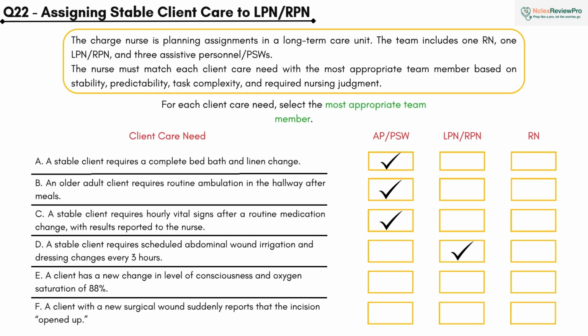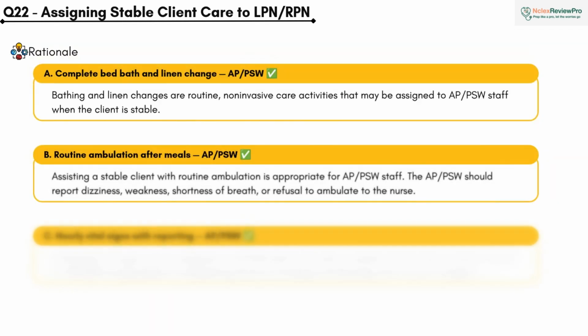The care needs that require the RN are Option E. A client has a new change in level of consciousness and oxygen saturation of 88%. And option F, a client with a new surgical wound suddenly reports that the incision opened up. All right, let's look at the rationales.